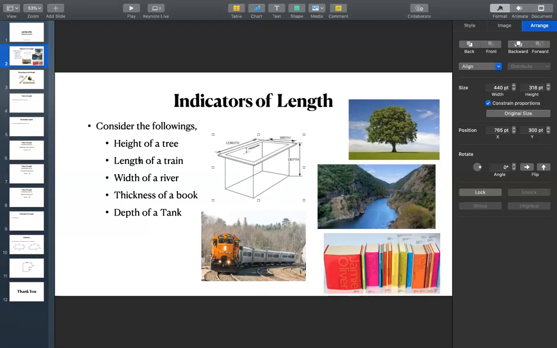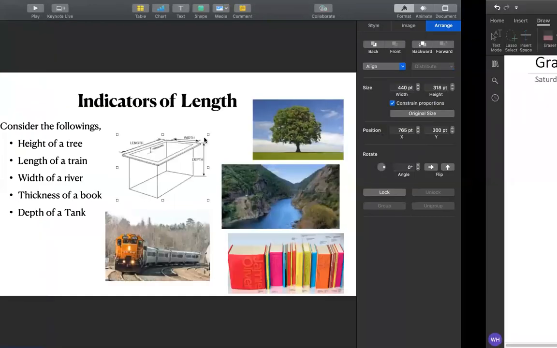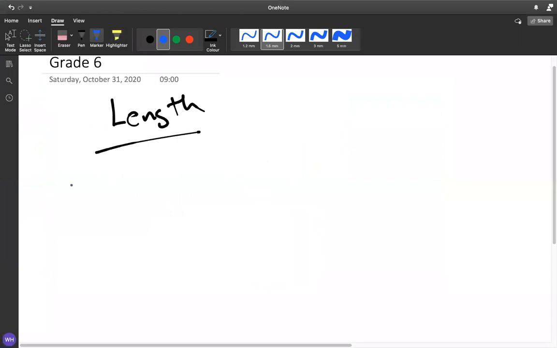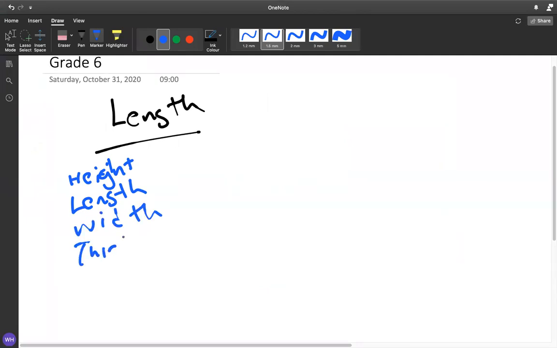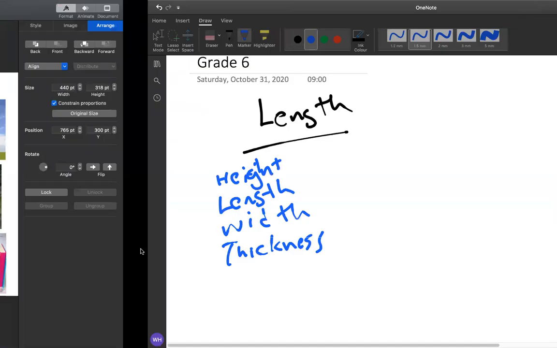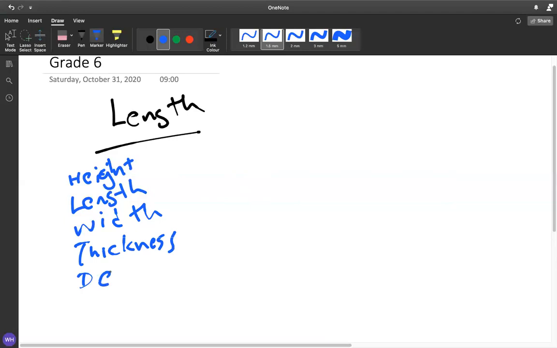So when you hear these words, height, length, width, all these things. When you consider the height, when you consider the length, and when you consider the width, and when you consider the thickness, okay? And what else? Yes, the depth.